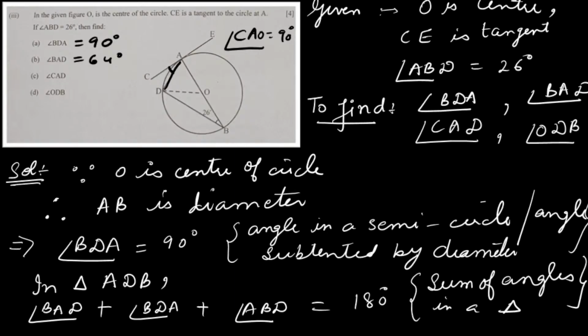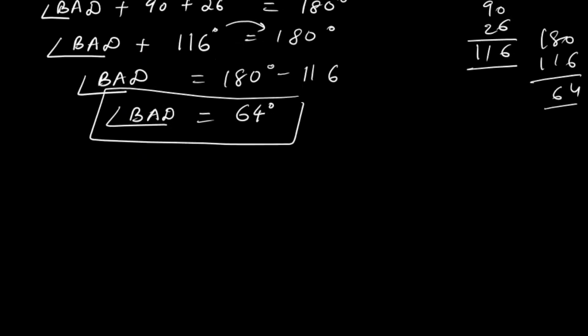Yes, CAD is also equal to 26, because if you just move along the endpoints of the chord AD, you can see they are meeting at point B on the circle. So this angle is the angle in the alternate segment. If any angle is between chord and tangent, then it is equal to the angle in the alternate segment. So that's what we will write.